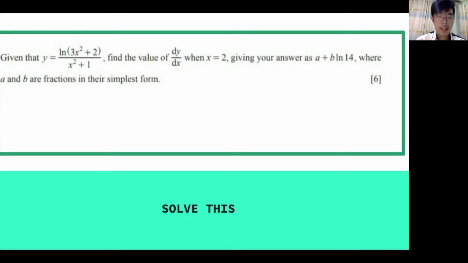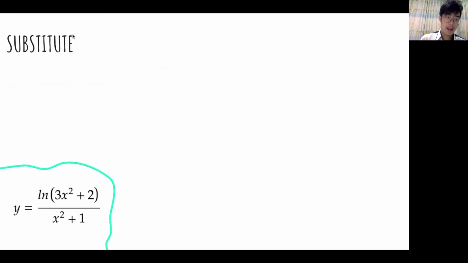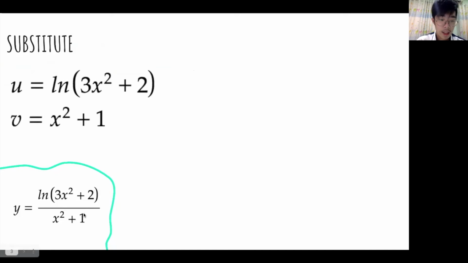So firstly, as you know, it's asking for dy over dx, so obviously we're going to have to differentiate this equation. And in order to do this, let's substitute ln(3x squared plus 2) as u and x squared plus 1 as v, as shown. Now after this, we're going to have to differentiate u and v.